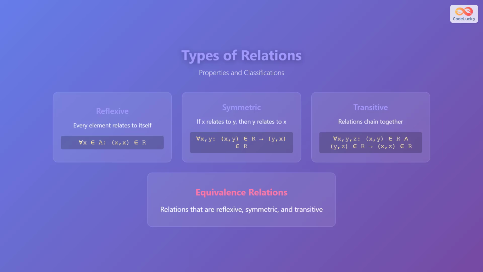A relation is transitive if whenever X relates to Y and Y relates to Z, then X also relates to Z. This is represented as for all X, Y, and Z, if XY is in R and YZ is in R, then XZ is in R. When a relation is reflexive, symmetric, and transitive, it is called an equivalence relation.